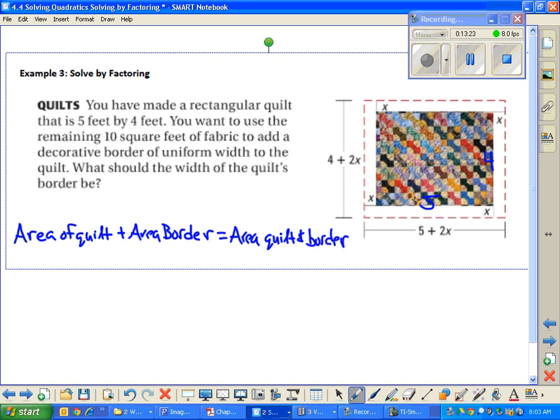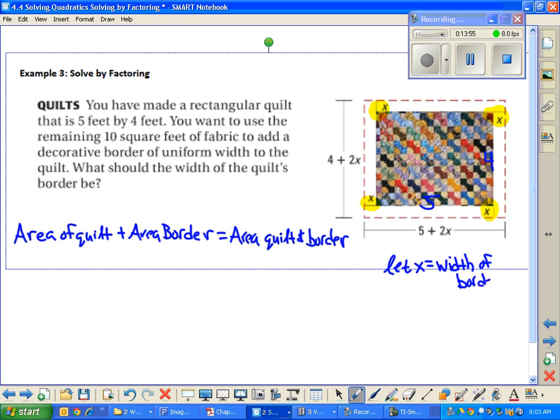You're probably saying, well, you didn't declare your variables, Mrs. Lucas. What's X? So for that, I ask you to kind of look at the diagram a little bit. You'll see here we have some X's strategically placed on our little diagram. And all those X's stand for is really the width of the border. We're not exactly sure what that border is going to be. So we let X equal that uniform width of the border.